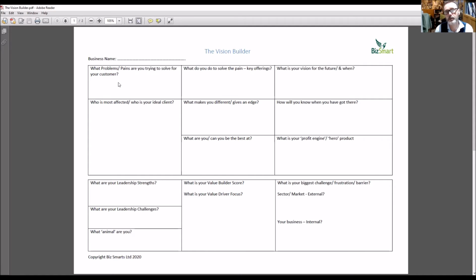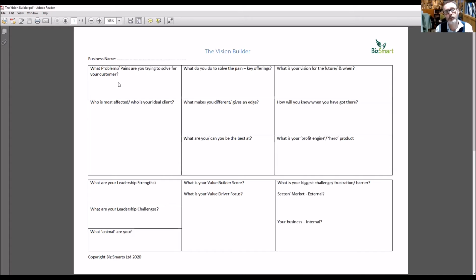So what are the metrics that you could identify to establish when you've got there? And what is your profit engine or your hero product? And that links across a little bit to what are you the best at, perhaps. But a lot of us will have developed many services or products within our range of offerings, and some are more successful than others. What is the one for you that you consider to be your flagship product, and that links back with what you can be the best at and what gives you an edge?